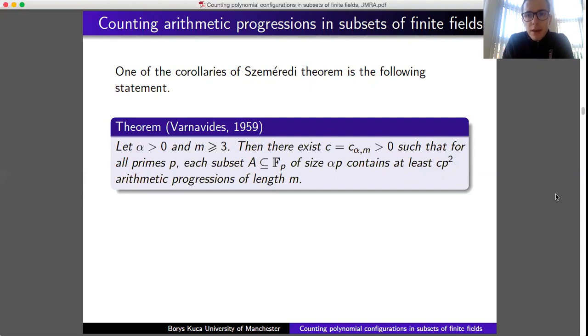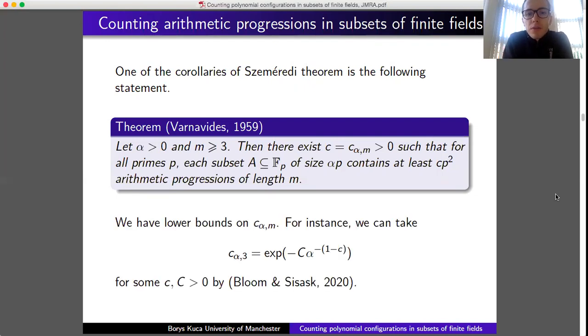Let me indicate why p squared is the correct order of magnitude here. An arithmetic progression is determined by two parameters, x, which is its starting point, and y, which is its difference. Both of these parameters span over all of Fp, so there are at most p squared choices of what they can be. And therefore, we have p squared here as opposed to p cubed or p to the fourth.